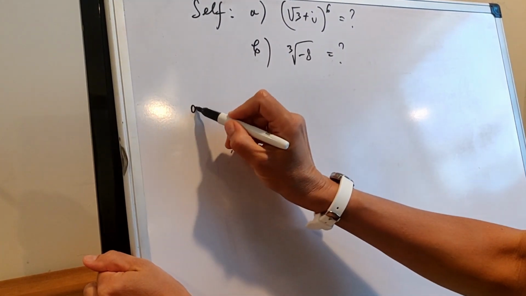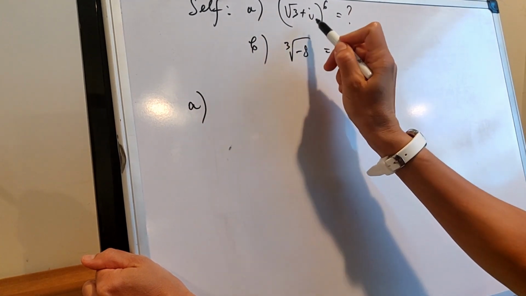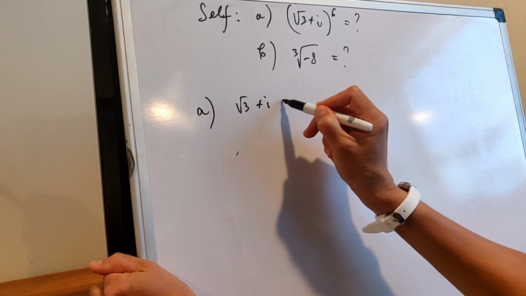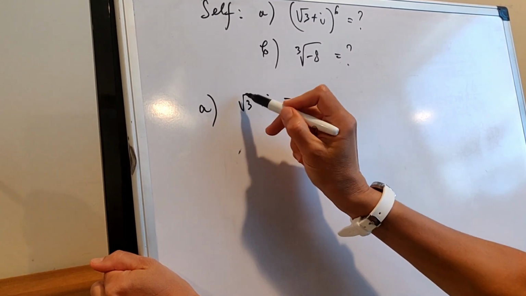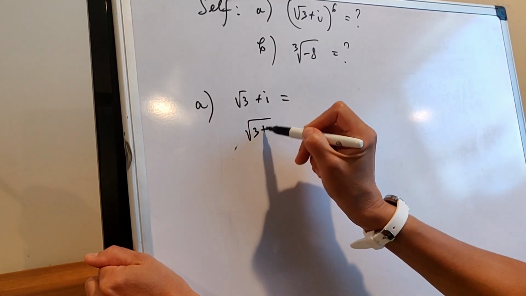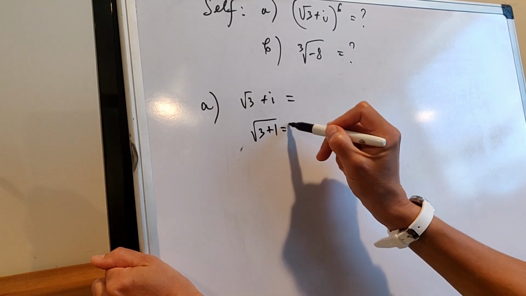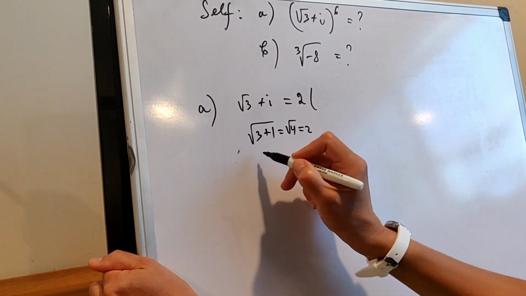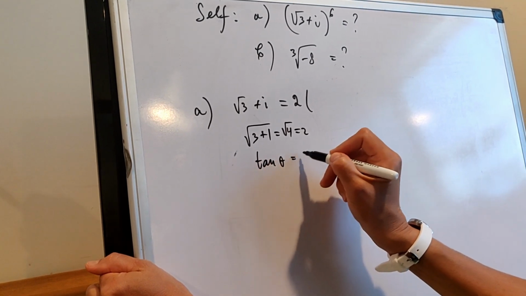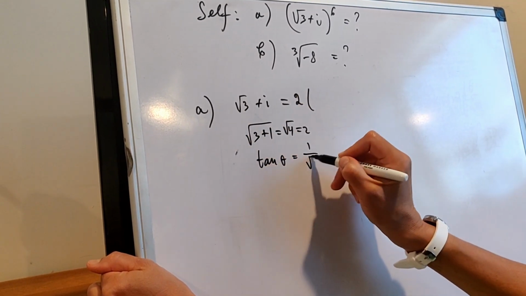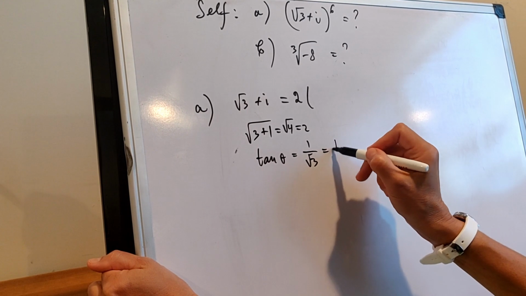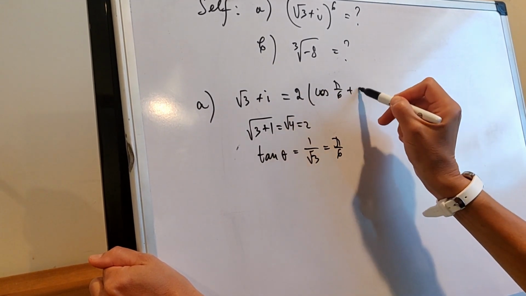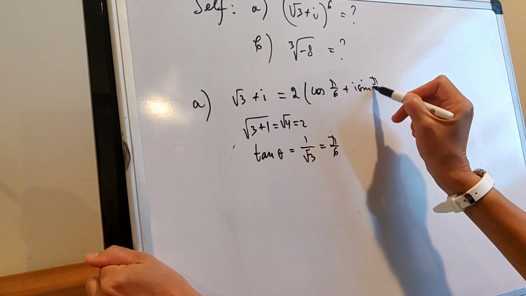I'm going to start with problem A. So you see the number is not in polar form. I'm going to convert it into polar form. For square root of 3 plus i, first square the square root of 3, that's going to be 3. Square of 1 is 1. Square root of 4 is 2. So r is equal to 2. Tangent of theta is 1, which is y, over square root of 3. We remember that this is pi over 6. So I'm going to write down 2 times cosine of pi over 6 plus i sine of pi over 6.